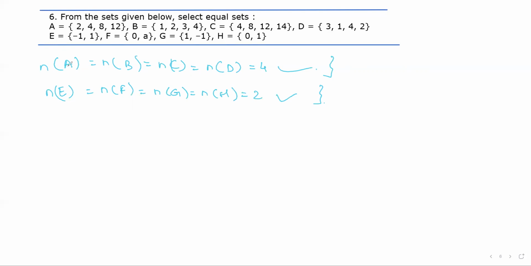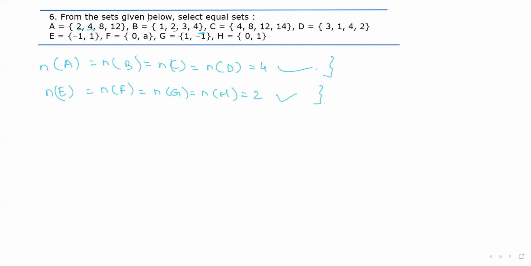Let's compare A and B. 2 and 2, 4 and 4, 8 and 12, 1 and 3. Definitely A is not equal to B. A and C: 2 is present in A, but 2 is not present in C. A and D: 8 is present in A, but 8 is not present in D.